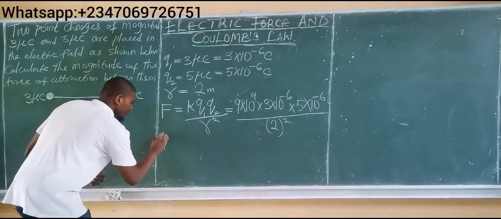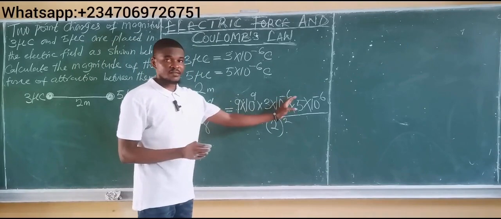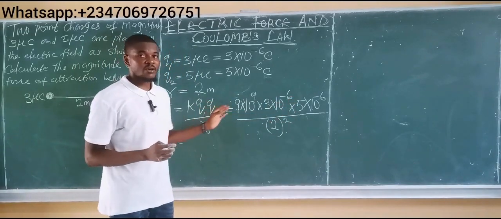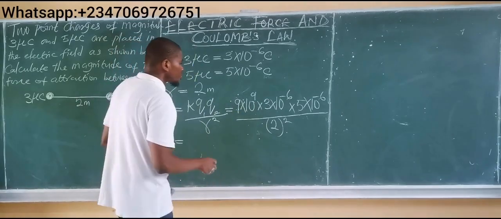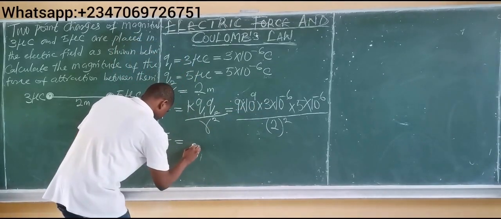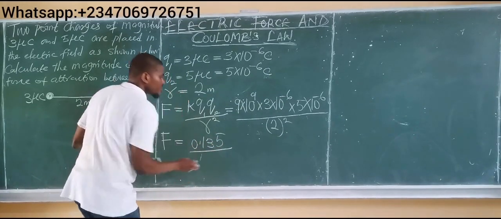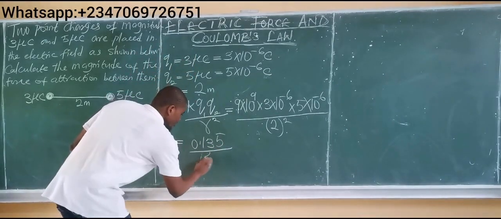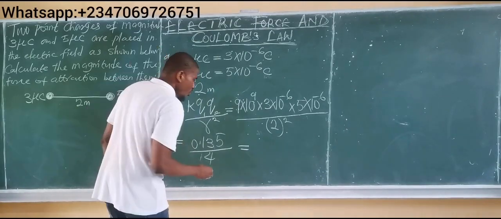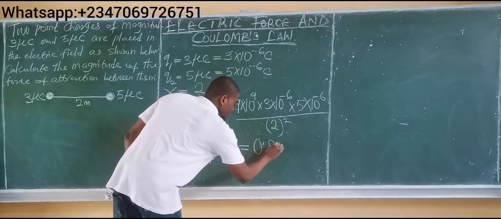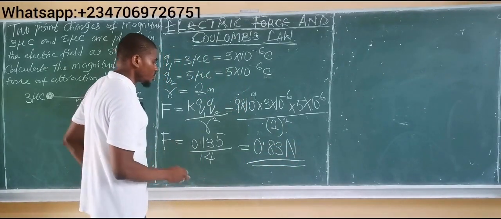So this means that the force of attraction between the two charges becomes, let's multiply everything at the numerator. So do well to punch along with me to avoid any calculation errors. Everything at the numerator gives us 0.135, divided by 2 squared, which is 4. Let's divide this value by 4. We have approximately 0.83 newtons. So the force of attraction between them is simply 0.83 newtons.